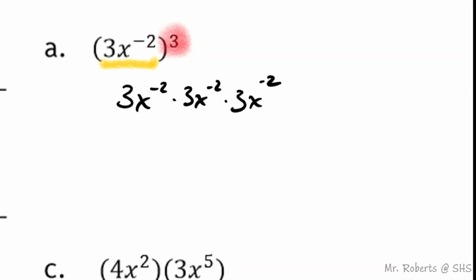Now, when I look at this, what do I have? You can see that there is a 3 times a 3 times a 3. So I'm just going to deal with that part first, right? 3 times 3 is 9 times 3 is 27. So part of my answer is the number 27. And I also have x to the negative second times x to the negative second times x to the negative second. That is going to be x to the negative 6th power, right? 27x to the negative 6th power.